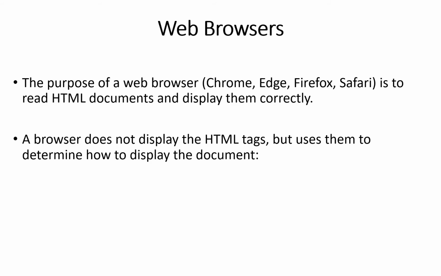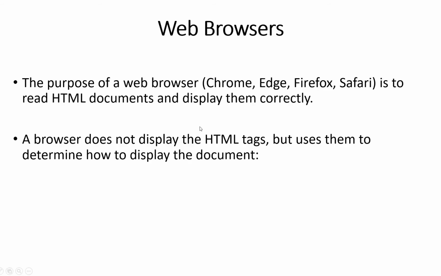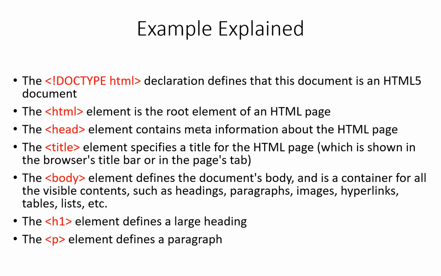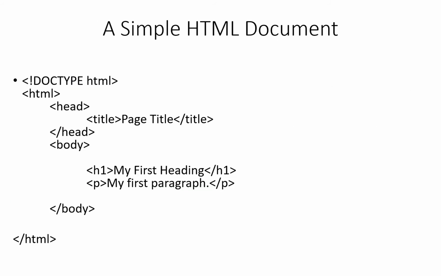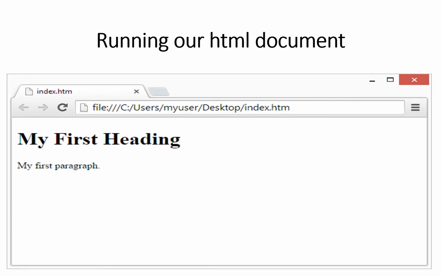The browser does not display the HTML tags, but uses them to determine how to display the documents. So when you go to an HTML document, you don't see things like H1. Rather, if this one was put in an H1 tag, it is going to be interpreted and it's going to display as a heading. So for example, you see this example script here. When we run it in the web browser, this is what we get.